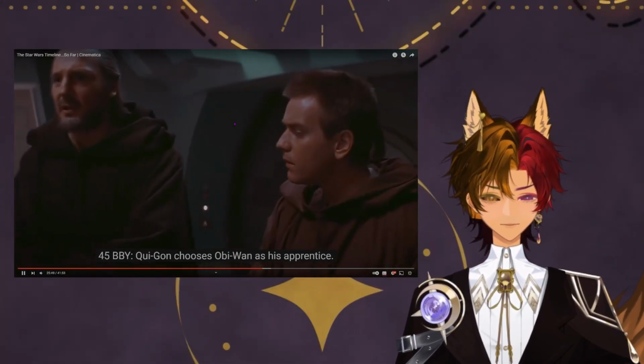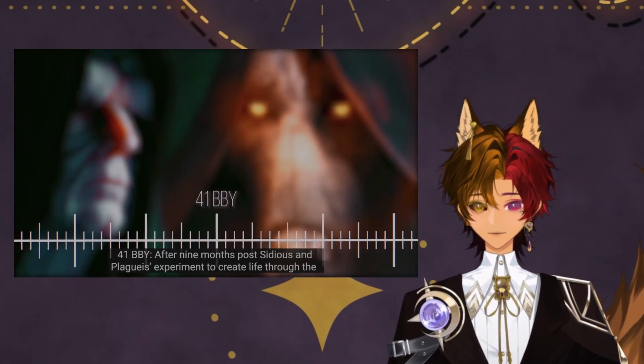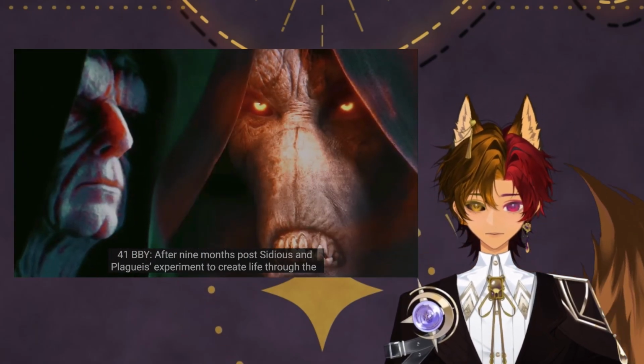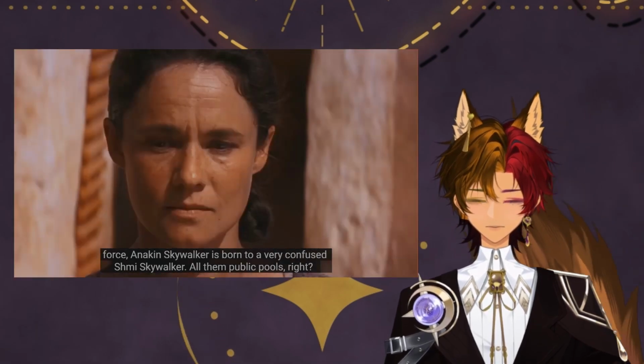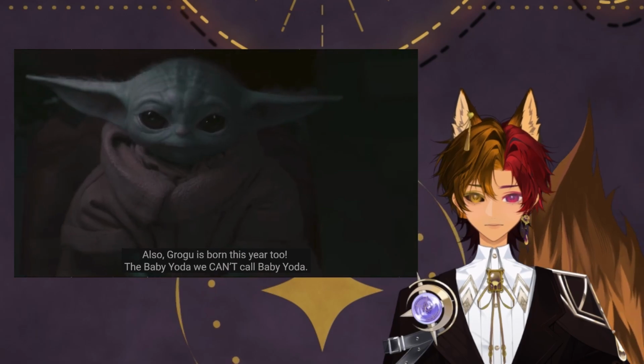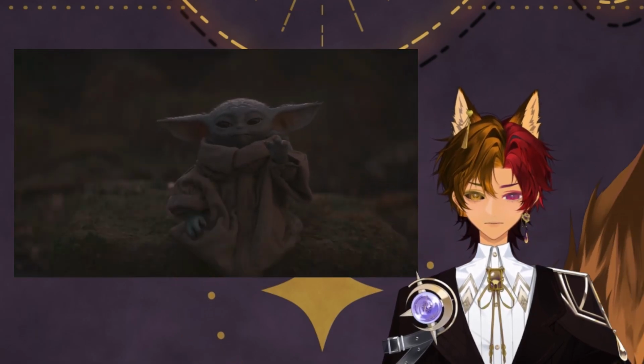Qui-Gon chooses Obi-Wan as his apprentice. 41 BBY. After 9 months post Sidious and Plagueis's experiment to create life through the Force, Anakin Skywalker is born to a very confused Shmi Skywalker. Also, Grogu is born this year too. This is the Baby Yoda that we're not allowed to call Baby Yoda.